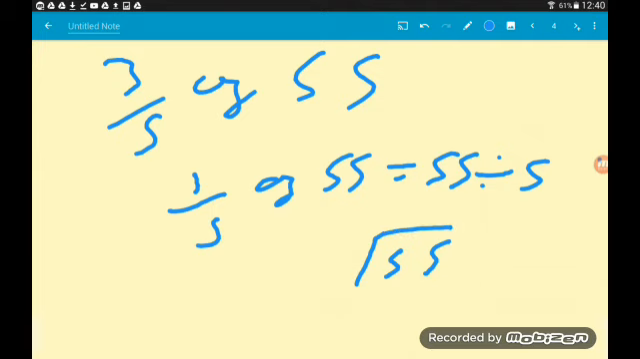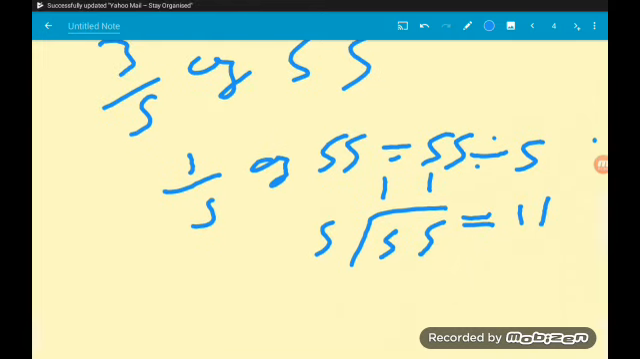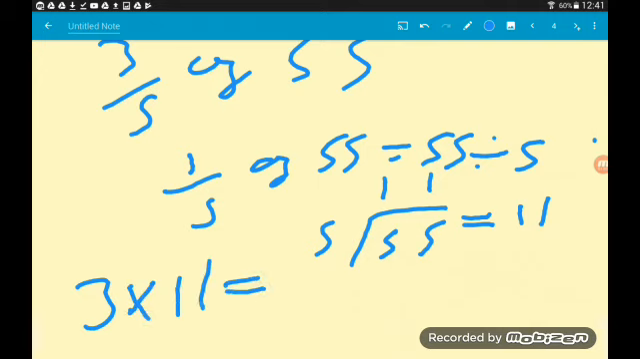55 divided by 5. 5s into 5 goes once. 5s into 5 goes once. So we've got 1/5 of 55 is equal to 11. So to find 3/5 of 55, we then do 3 times 11, which is 33. So it is literally a division by the bottom of the fraction and then a multiplication of that by the top of the fraction, always.